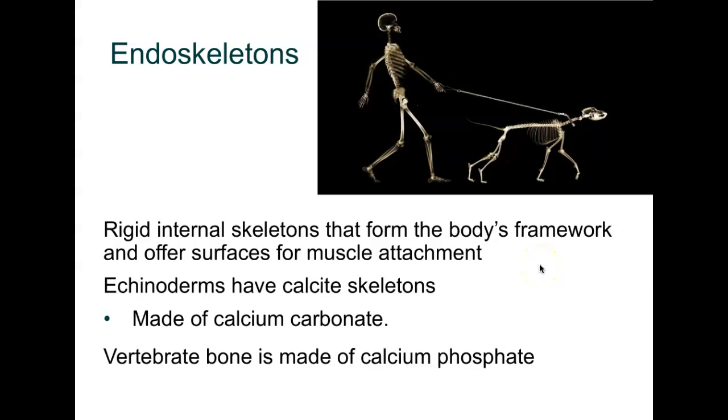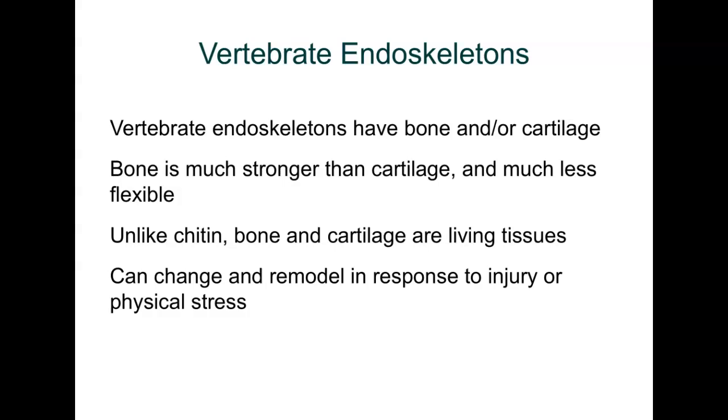It's mainly made of calcium carbonate and calcium phosphate. Depending on which type of animals we look at, we humans have mostly calcium phosphate. The endoskeletons of most vertebrate animals are made up of 2 types of tissue, bone and cartilage. Bone is not very flexible, but it's very, very strong. Cartilage is softer and allows some flexibility.